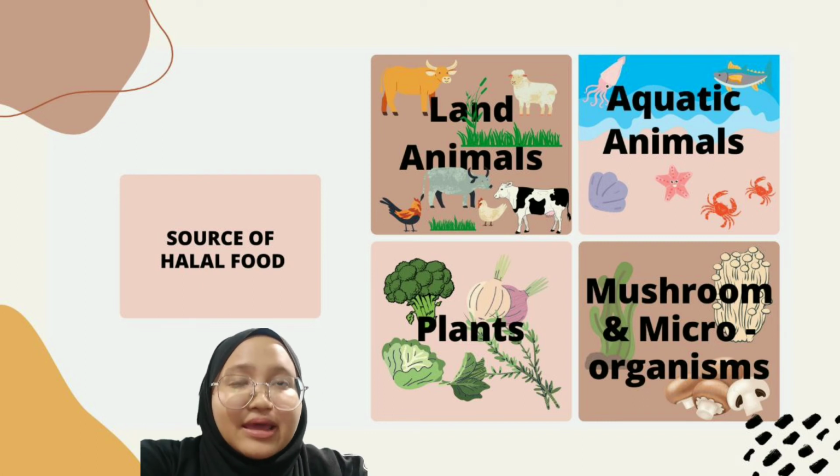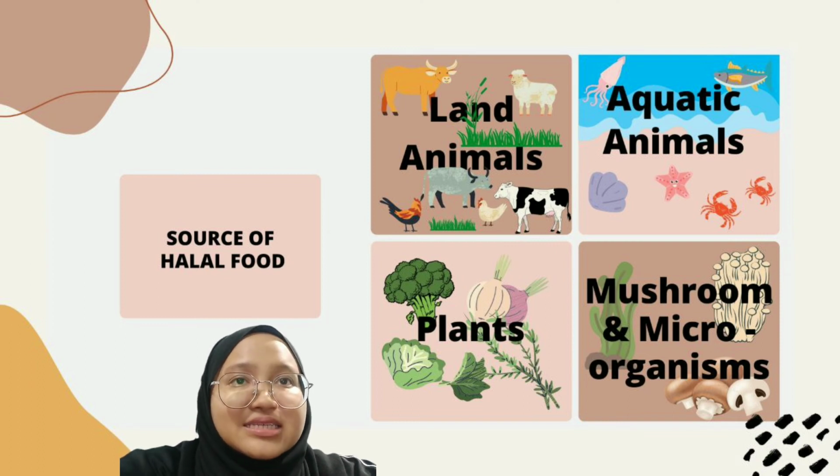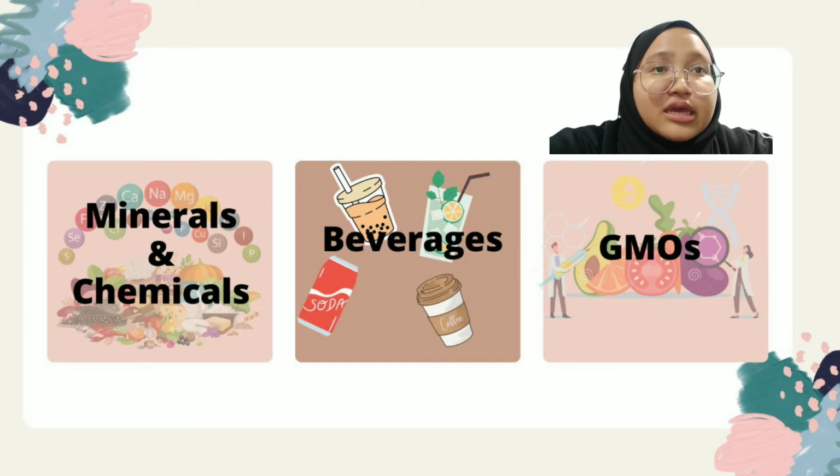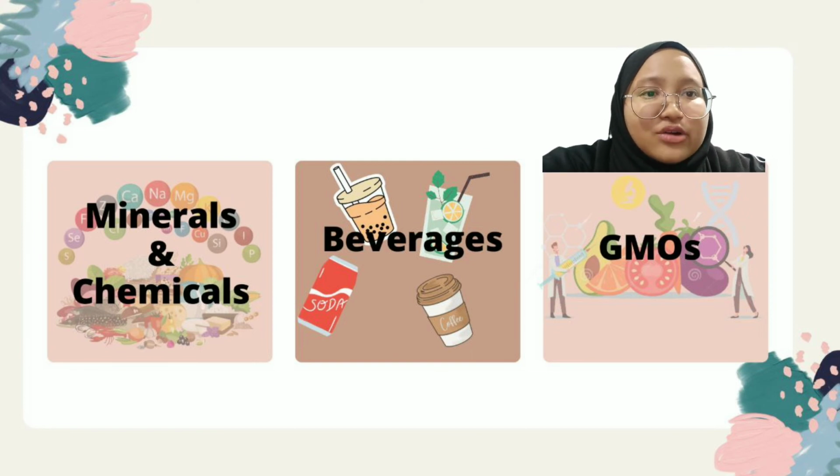Plants. All types of plant and plant products are halal except those that are poisonous, intoxicating, or hazardous to our health. For the third one, mushroom and microorganism. All types of microorganisms such as bacteria, algae, and fungi and their byproduct or derivative are halal except those that are poisonous, intoxicating, and hazardous to our health. Fourth one, mineral and chemical. The same goes for plant and microorganism. All minerals and chemicals are halal except those that are poisonous, intoxicating, or hazardous to our health.